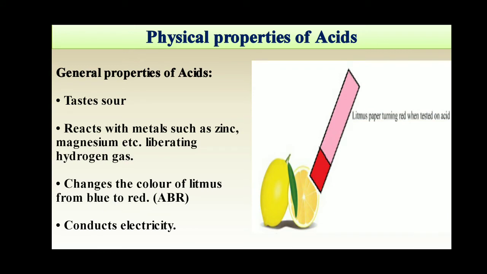Okay, you can see here lemon juice can turn the litmus paper red, since it is an acid. And the second property, acids conduct electricity, they are good conductors of electricity. Okay, so these are the general properties of acids.